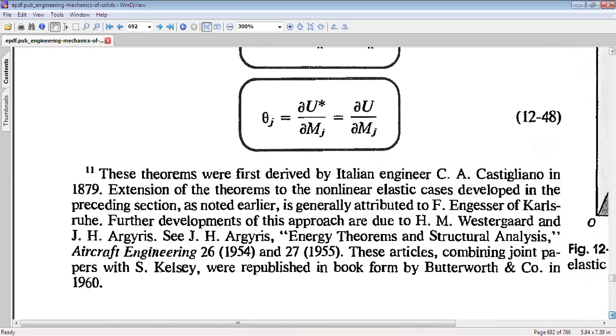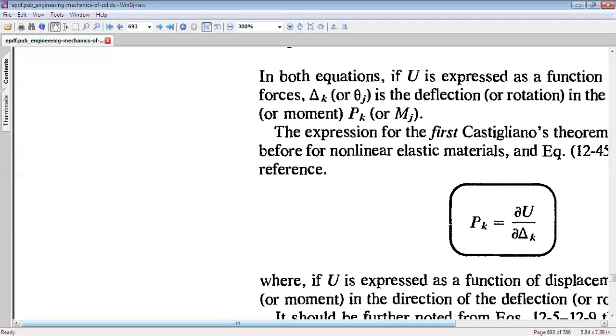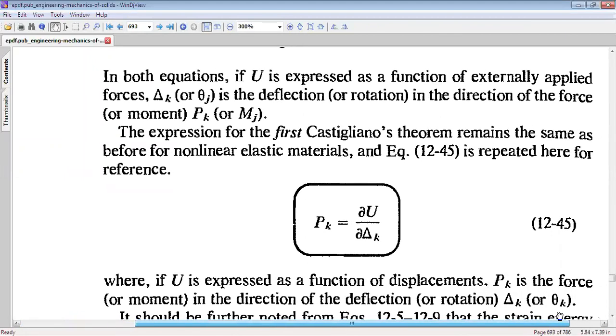Castigliano's first theorem states that force Pk at location K is equal to ∂U by ∂Δk, where U is the strain energy of the system and Δk is the deflection of the system at location K. So, the first theorem can be used to find out the force at the kth location.